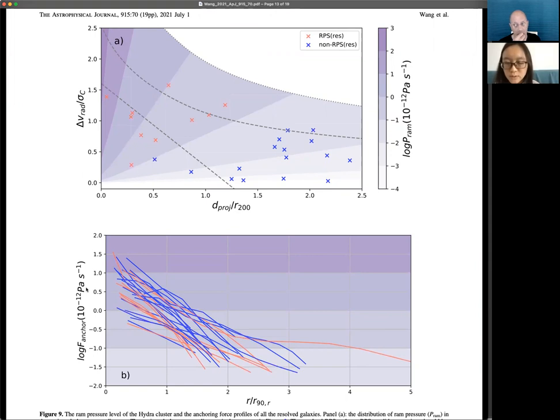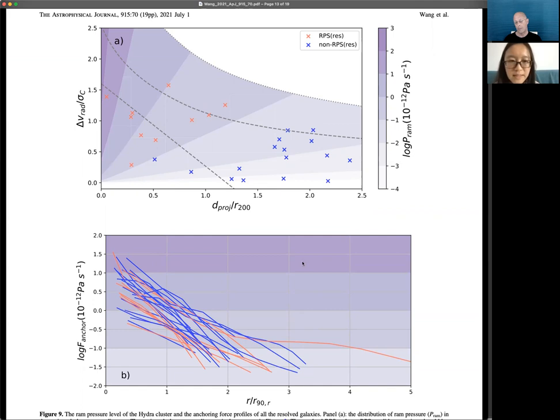The ram pressure level depends strongly on the intracluster medium density. When a galaxy travels from the outside of the cluster to the cluster inner region, the intracluster medium density rises very slowly from 2.5 to 1 times the virial radius. It's a distance of 1.5 virial radii, but the ram pressure level only increases by two orders of magnitude.